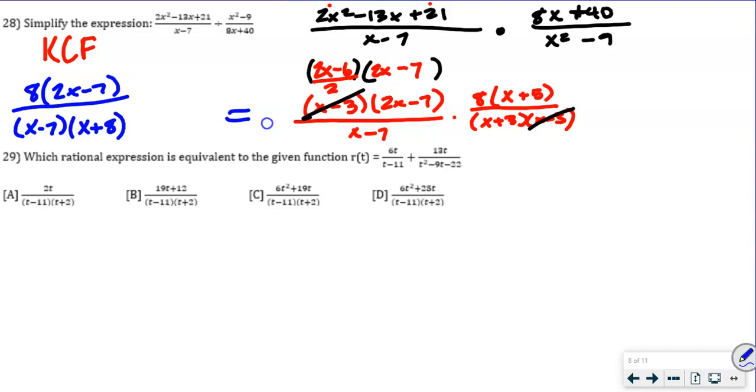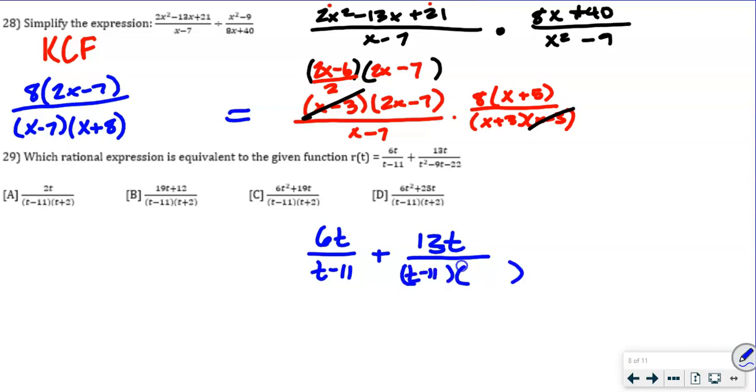All right, so the next one says, which rational expression is equivalent to the given function? To do that, we're going to have to look at all of them. What I want to do is give these a common denominator. So I'm going to go 6t over t minus 11 plus 13t over, and I'm going to factor this so we can see. So we got a t minus 11 and a t plus 2.